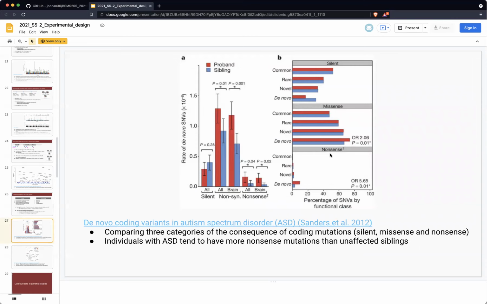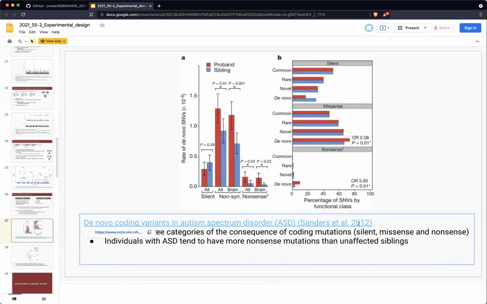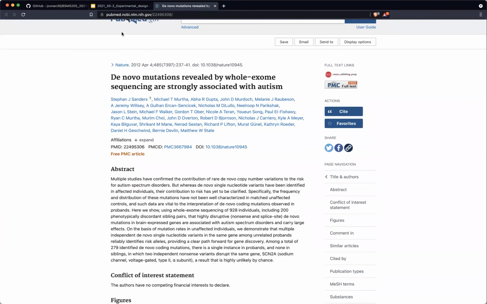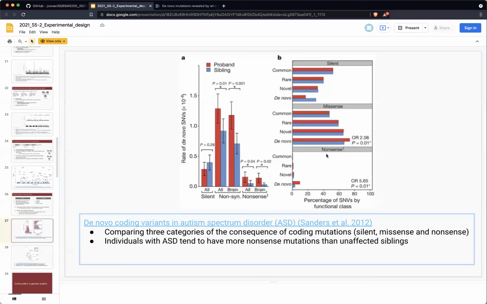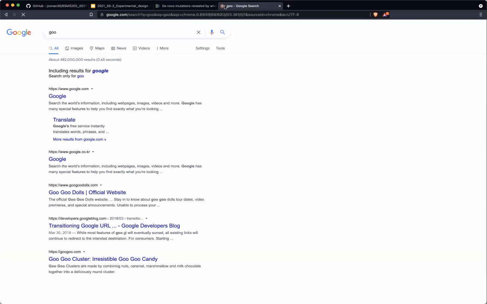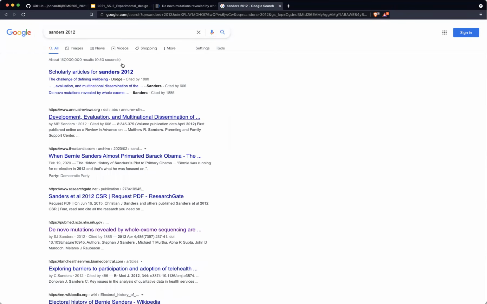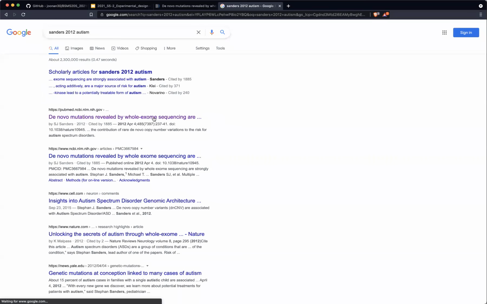Okay, let's look at the paper. This paper published in Nature in 2012 was a great paper. What they found is that the de novo nonsense mutation is strongly associated with autism cases. Yeah, this is the Sanders 2012 paper.